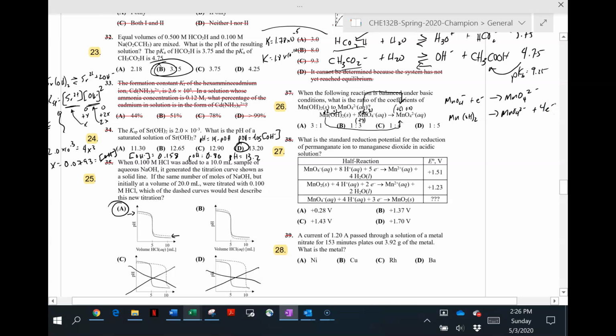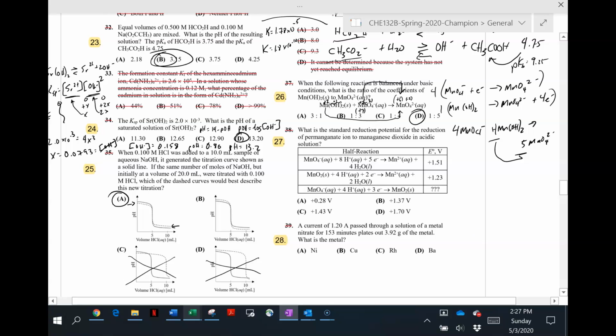So what we're going to have to do is multiply this one by 4 and this one by 1, so we wind up with 4 MnO4- plus Mn(OH)2 going to 5 MnO4 2-. So the question is, what's the ratio of Mn(OH)2 to MnO4 2-? That's going to be 1 here to 5 there, so D, 1 to 5.